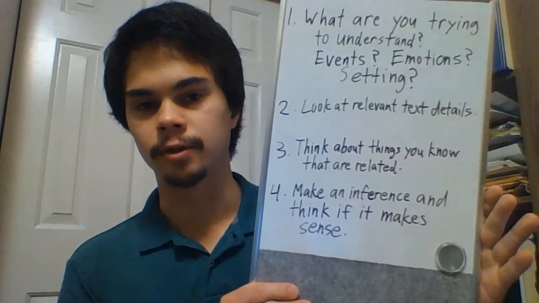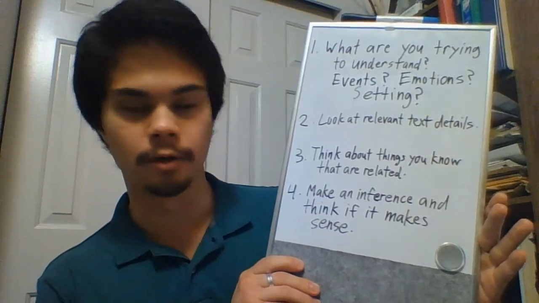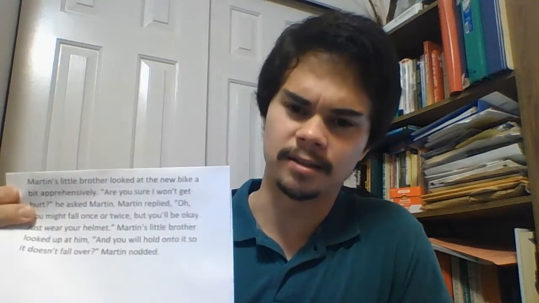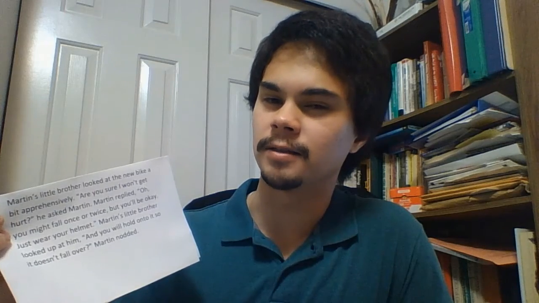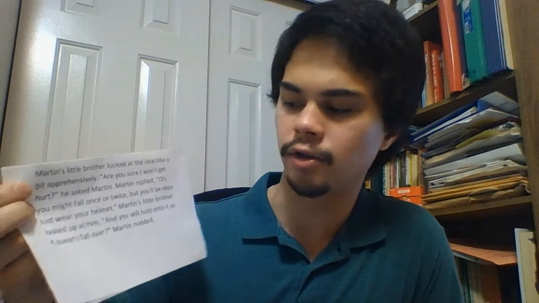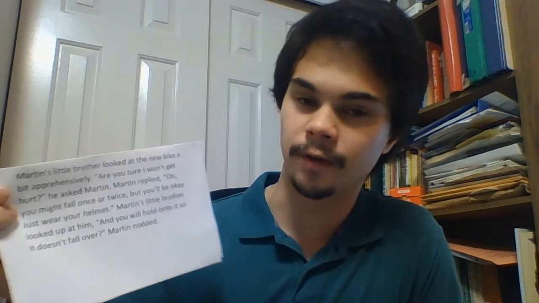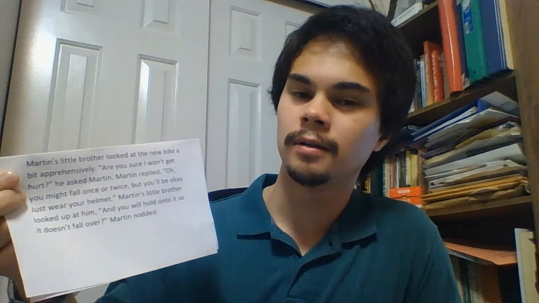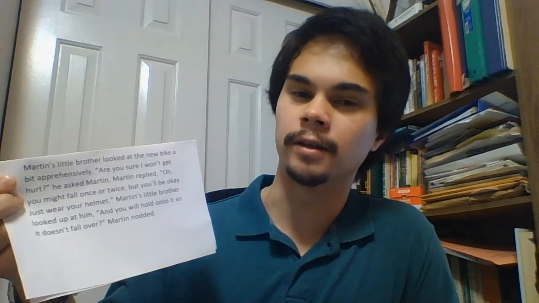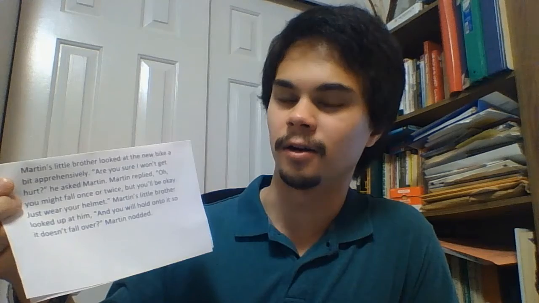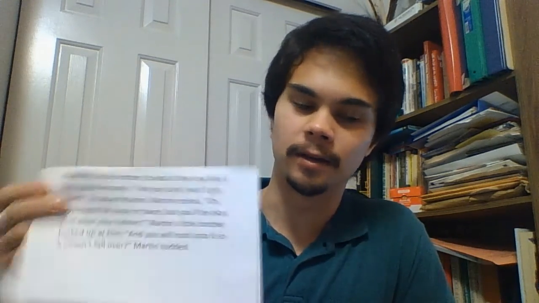So now, step 3. Think about things you know that are related. So first let's think about why would the little brother be asking these questions like, "Are you sure I won't get hurt?" Why would a person ask that? Are they nervous? Okay, what about, "And you will hold on to it so it doesn't fall over"? Again, why would the little brother ask that as he's learning how to ride the bike? Again, is he worried he's going to get hurt? Or is he not worried at all? Think to yourself about that.